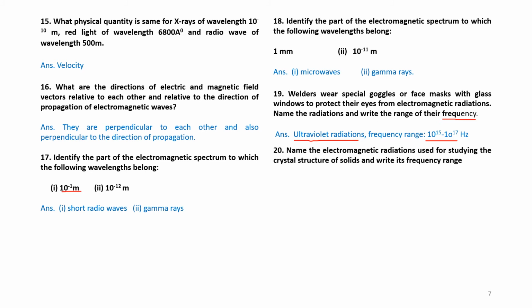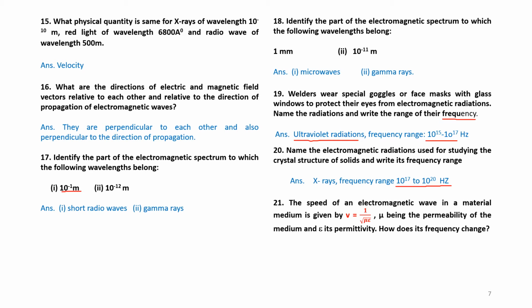Question number 20. Name the electromagnetic radiations used for studying the crystal structures of solid and write its frequency range. Here we have to remember the uses of the electromagnetic spectrum and their frequency range. Answer is X-rays. X-rays are used for studying crystal structure of solids and their range is 10 to the power of 17 to 10 to the power of 20 Hertz.